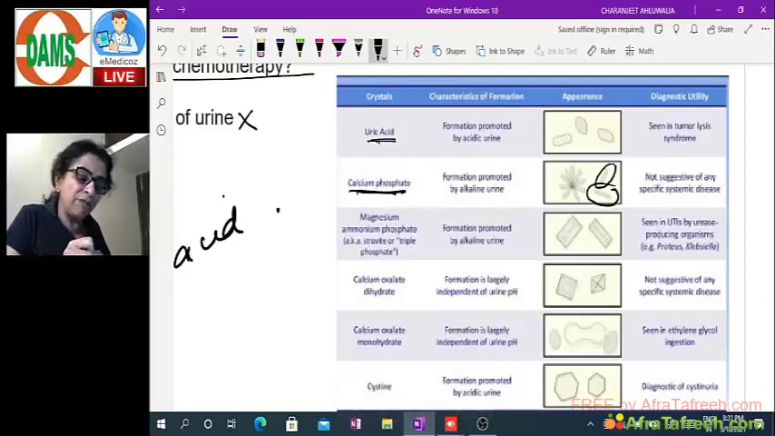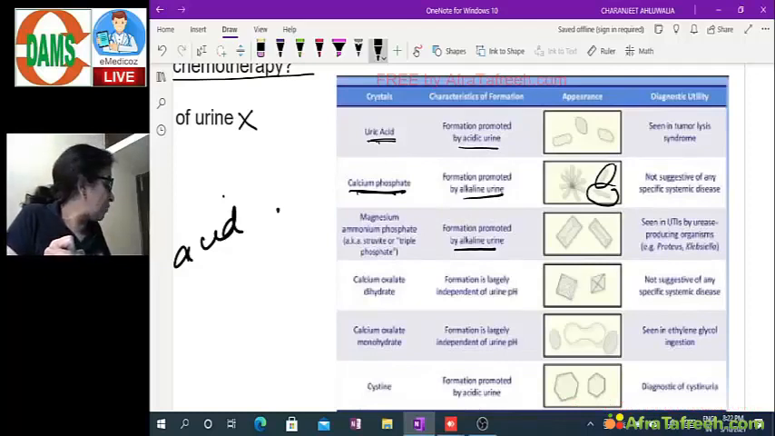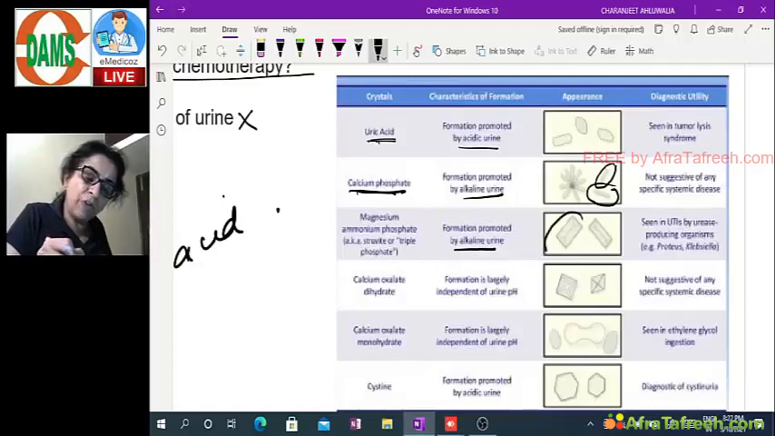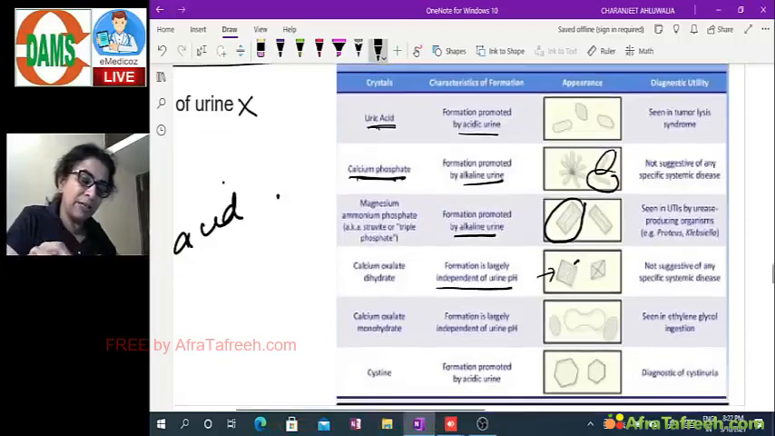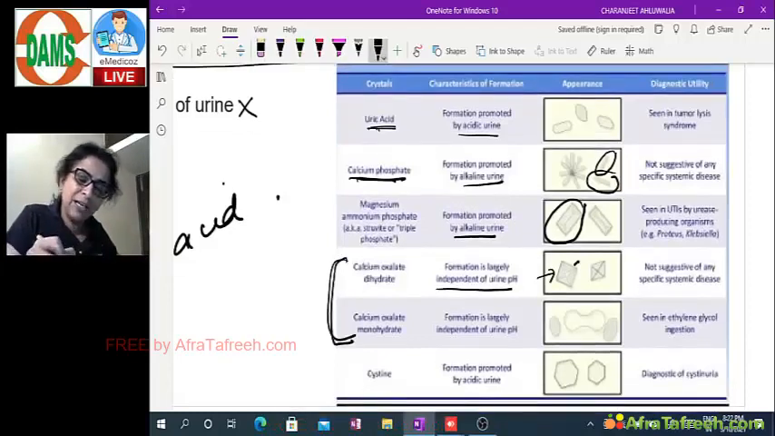Then magnesium ammonium phosphate crystals are formed in alkaline urine. Uric acid crystals are formed in acidic urine. Calcium phosphate crystals are formed in alkaline urine. Magnesium ammonium phosphate crystals are also formed in alkaline urine, and they have a coffin lid shape. Then calcium oxalate crystals: their formation is independent of urine pH, and if you see the shape, they are envelope shaped or dumbbell shaped. These two are calcium oxalate crystals, envelope or dumbbell shaped.